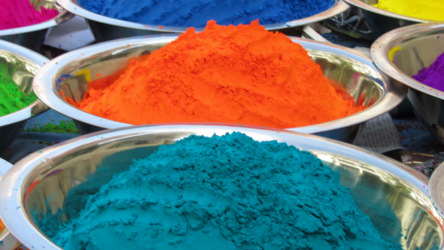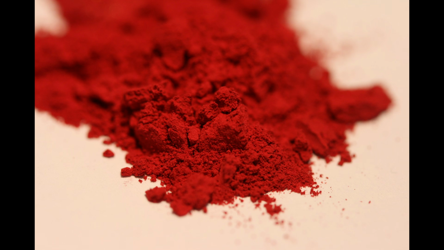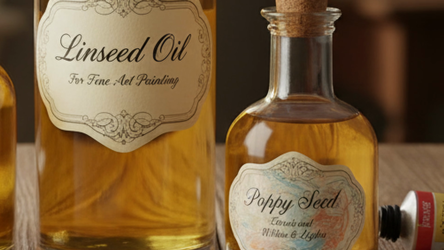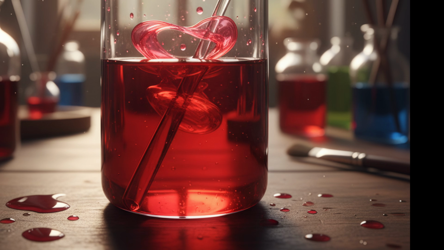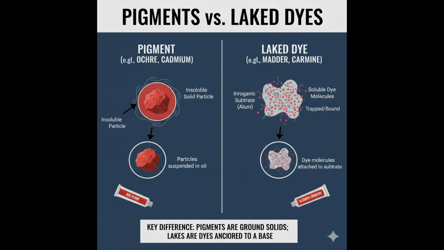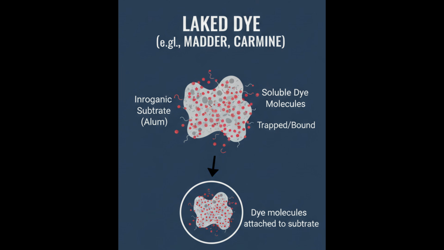Oil paints consist of pigments, microscopic insoluble particles, suspended in drying oils such as linseed, walnut, or poppy oil. It's worth distinguishing these from soluble dyes, which require a laking process for painting applications. Laked pigments involve precipitating organic dyes into inorganic substrates, typically aluminium hydroxide. The dye molecules become permanently bound within this matrix, rendering them effectively insoluble and providing some protection from environmental degradation.